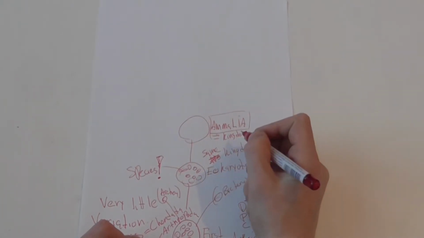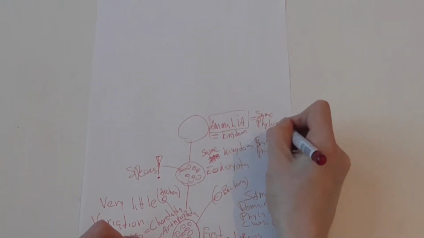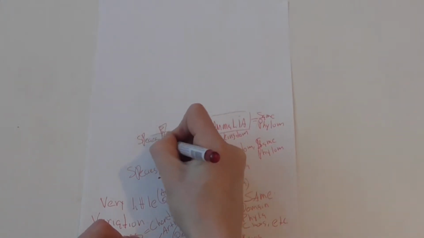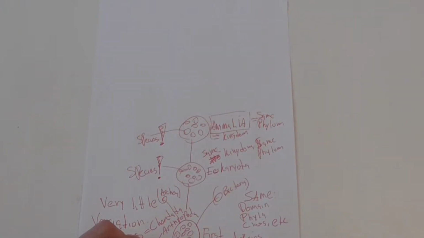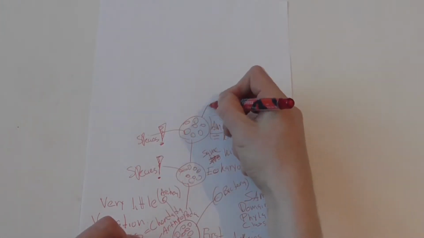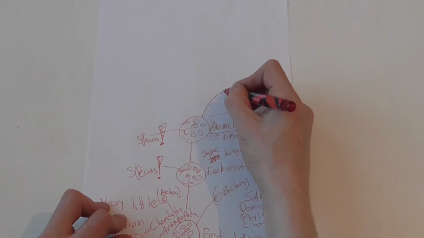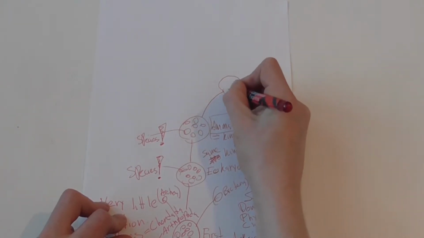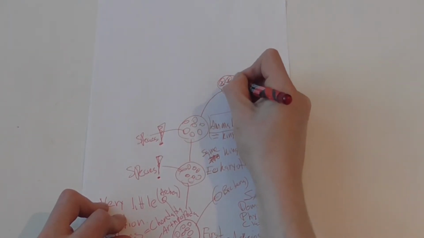Now later the kingdom Animalia evolved. At this point there were still species within Animalia, but they had the same phylum, they had the same class, because there was not enough variety in animals to separate them into different phyla at this point.